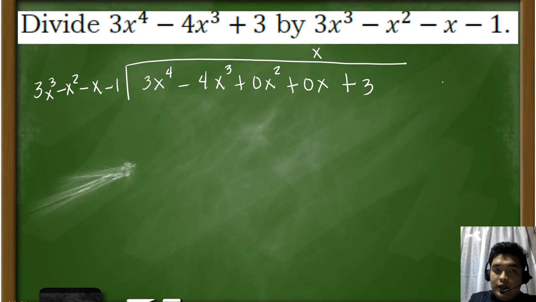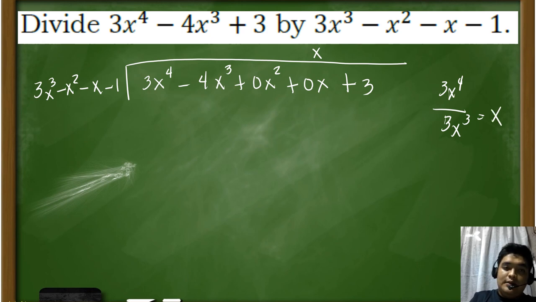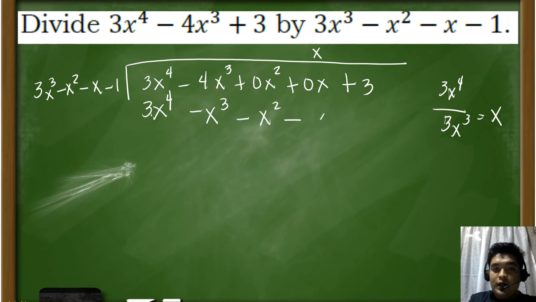Again, 3x to the power of 4 divided by 3x cubed. Of course, 3 divided by 3 is 1, and x to the power of 4 divided by x cubed is x. So x times 3x cubed is 3x to the power of 4 minus x cubed minus x squared minus x.